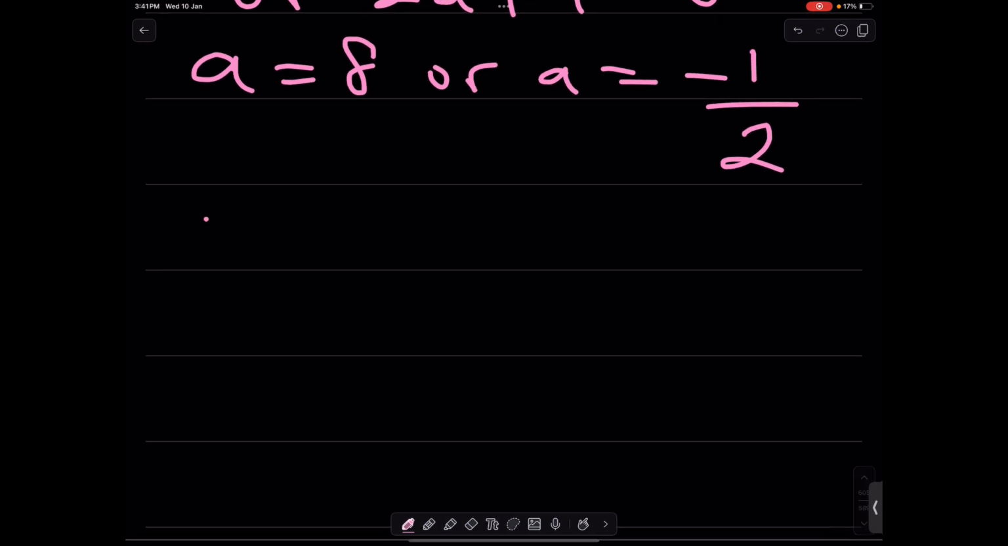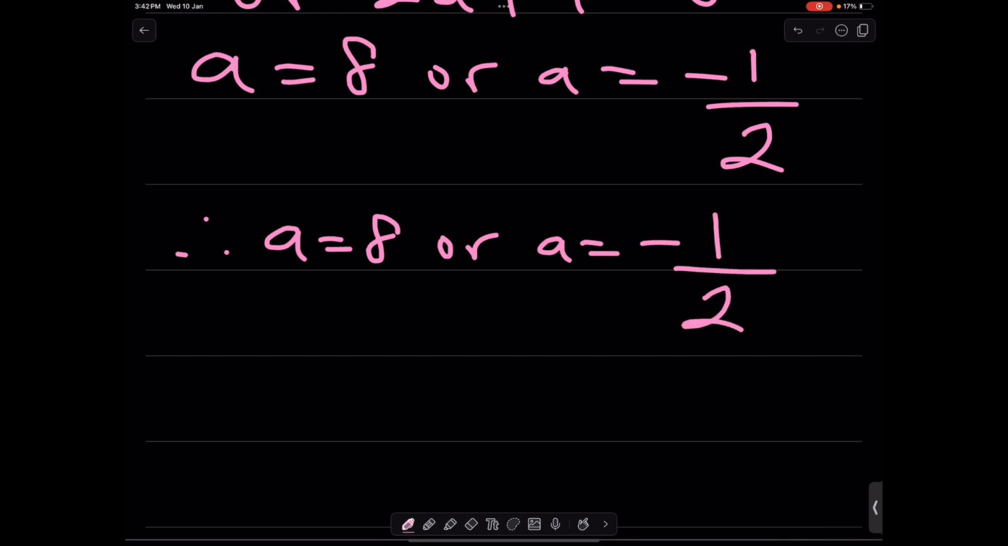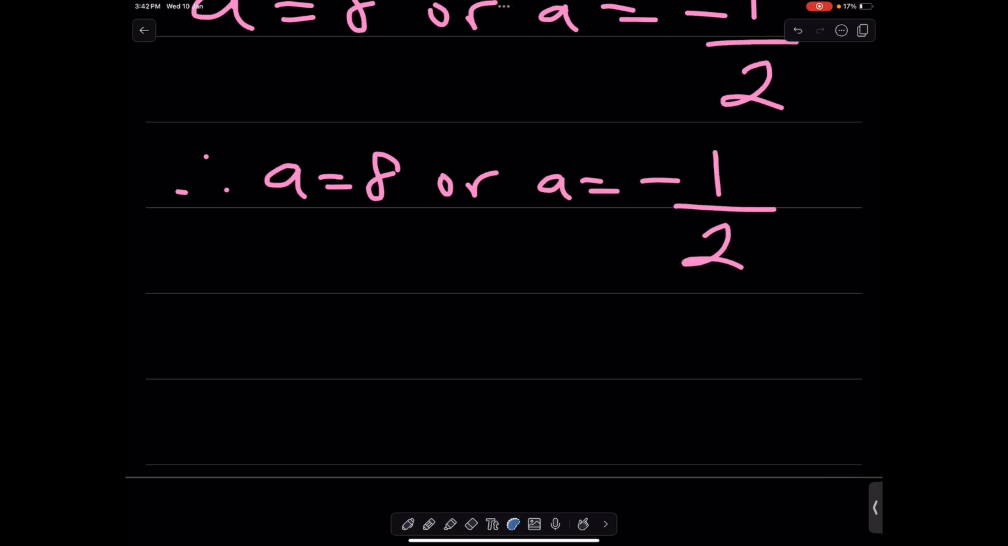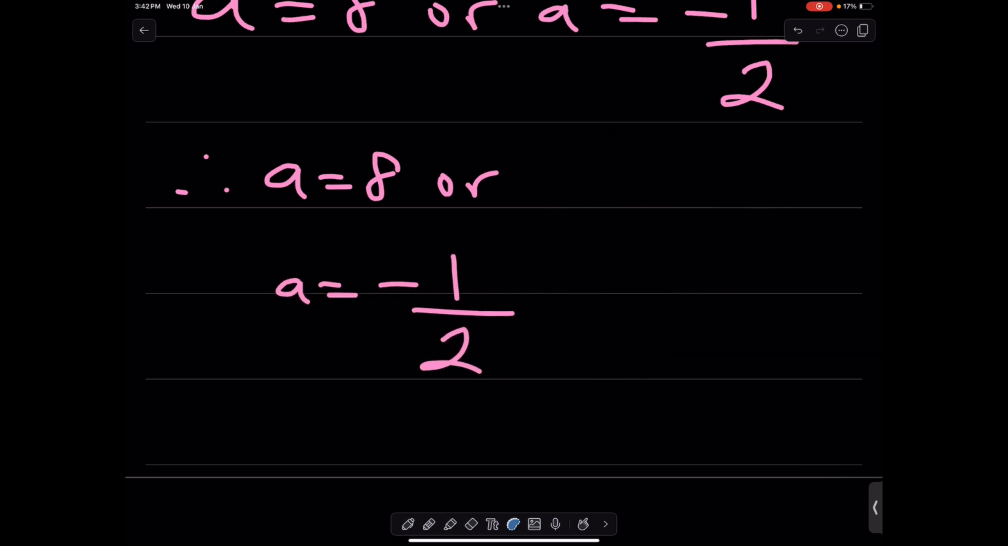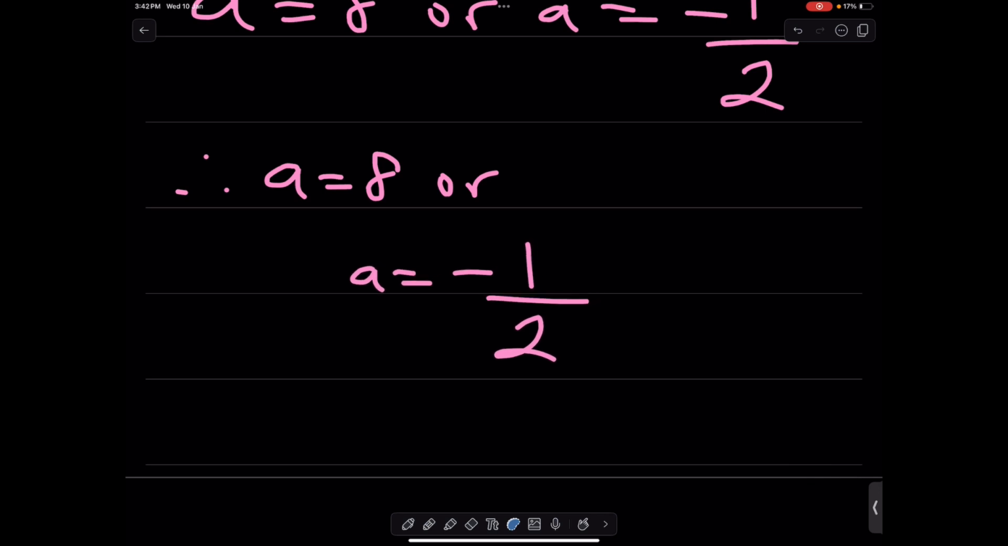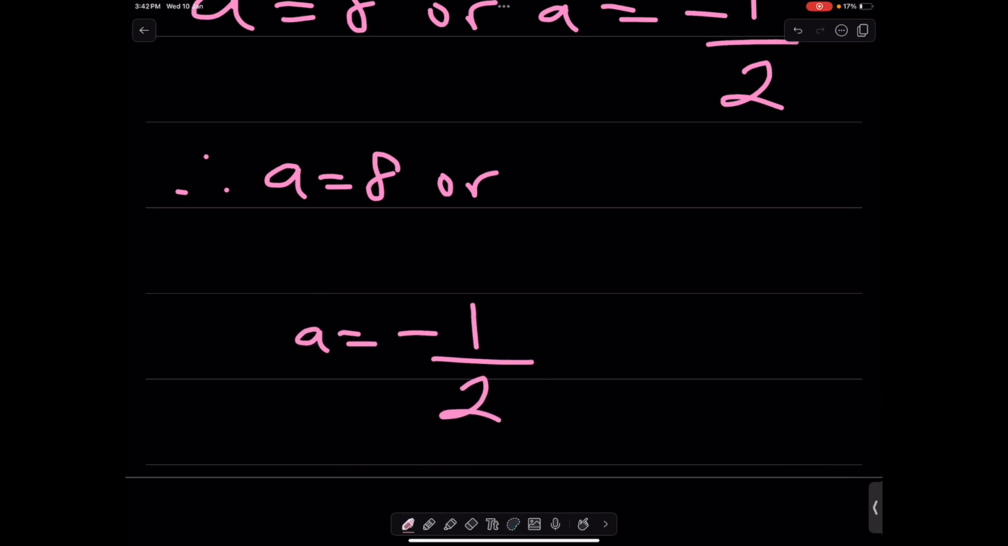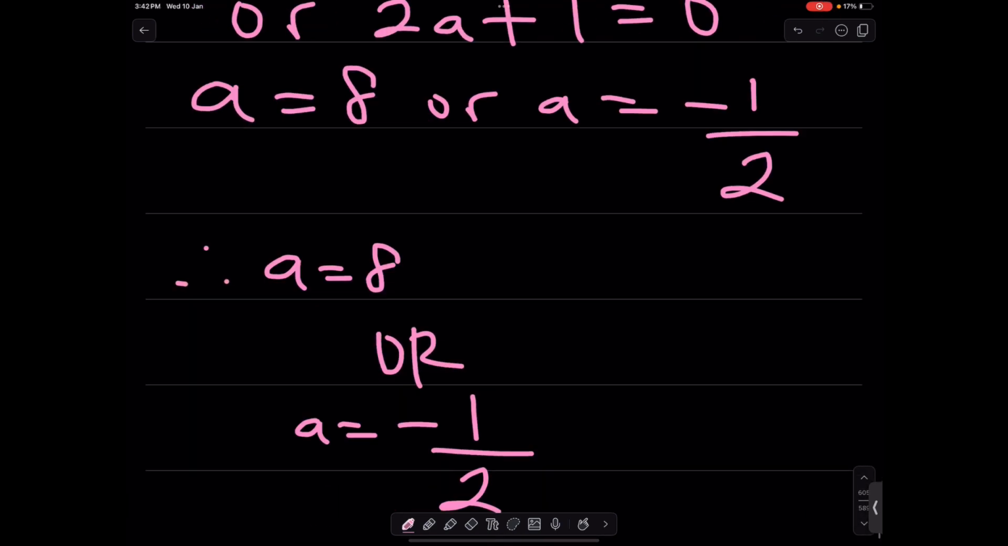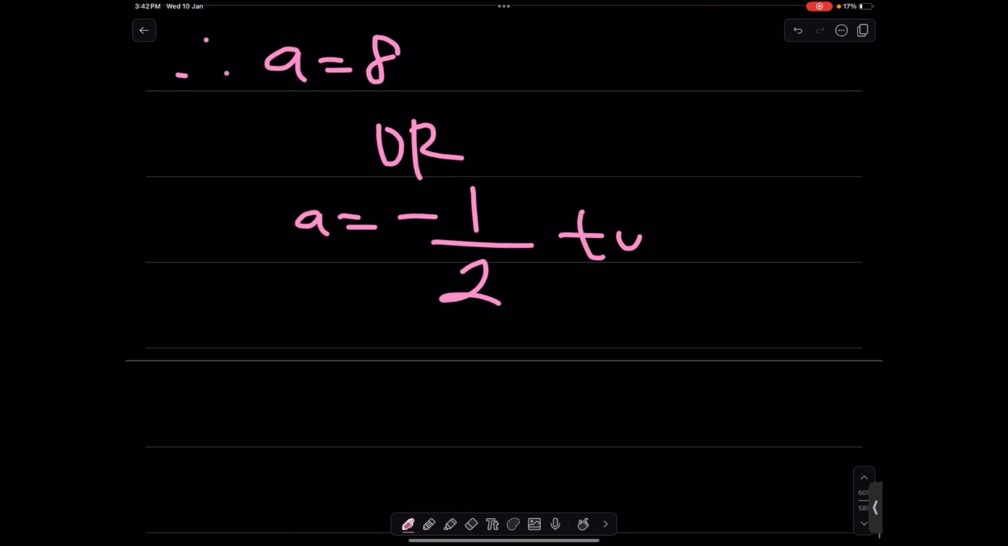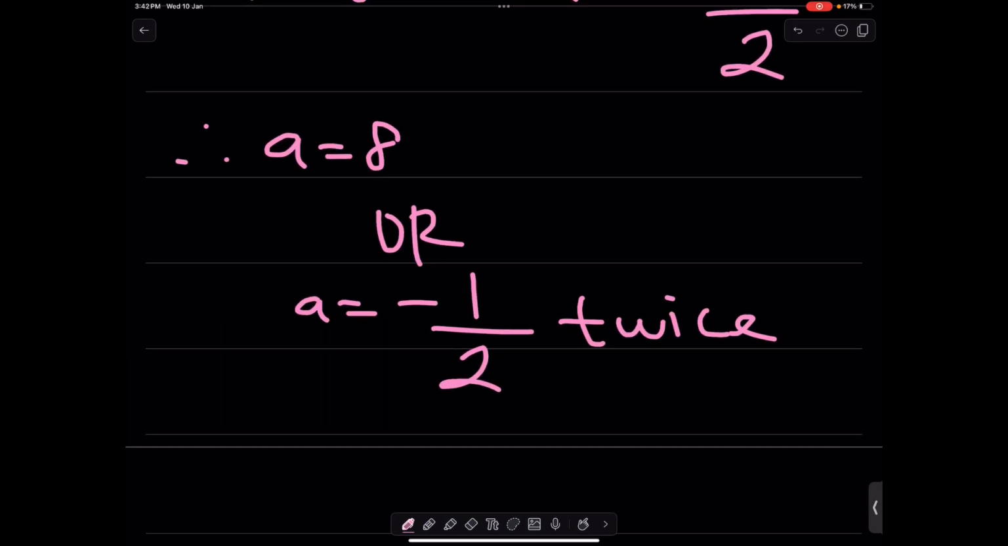So I can just say, therefore, a equals minus 8 or a equals minus 1 over 2 twice. How do I write that? A equals minus 8 or a equals minus 1 over 2 twice. And that's it, very, very simply.